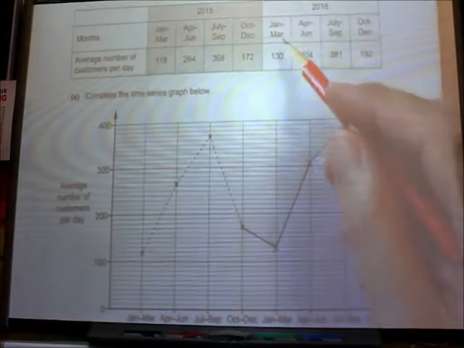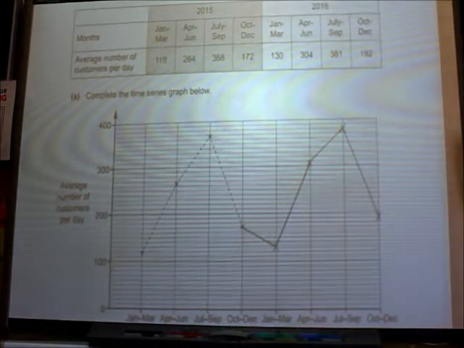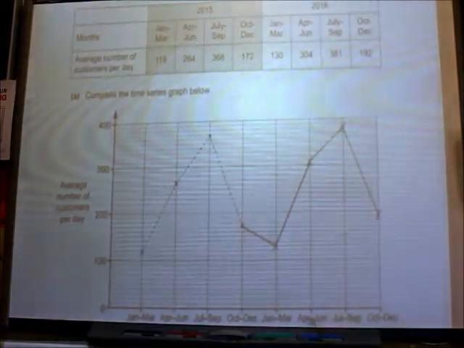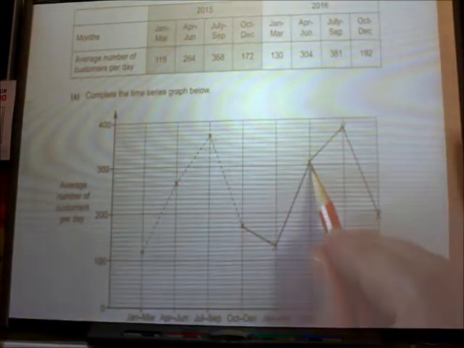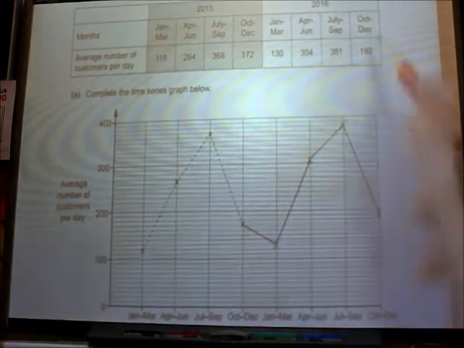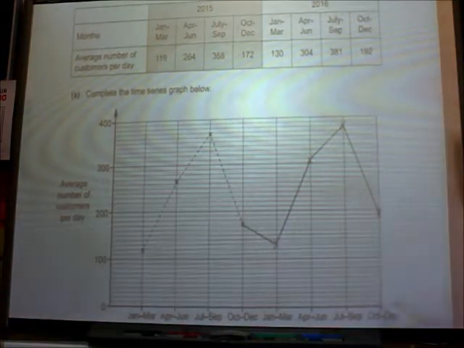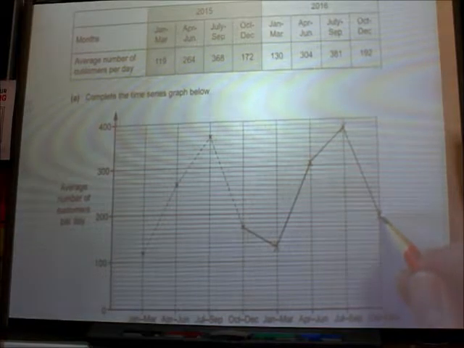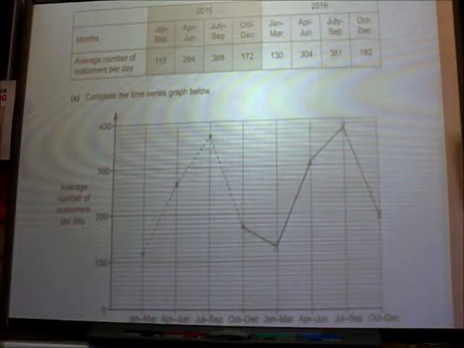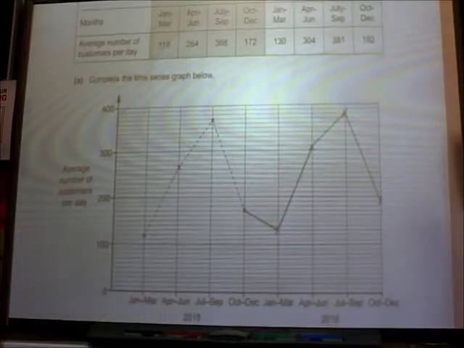Next one. January to March. So January to March in 2016 is 130. So you mark an X there. From April to June it is 304, so April to June is 304. July to September is 381, and October to December is 192, and so on. So there we go, and you just connect those up with a ruler, 2 marks, pretty straightforward, especially if one of the questions at the end.